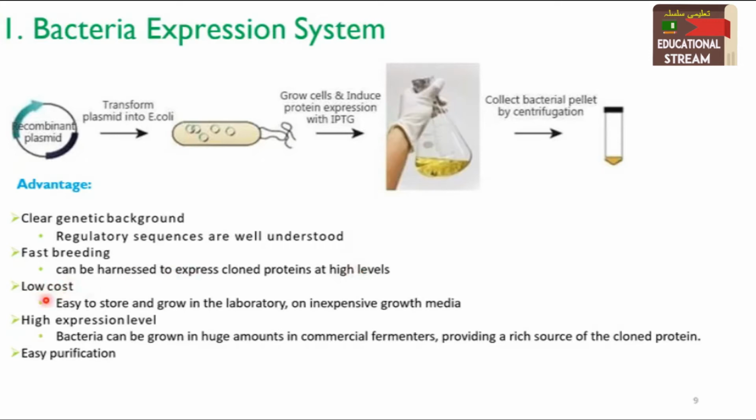Then the bacterial expression system is inexpensive. Bacteria are easy to store and grow in the laboratory, and they only need inexpensive growth media. Another advantage is a high expression level. Bacteria can be grown in huge amounts in commercial fermenters and provide scientists with a rich source of the cloned protein. And another advantage is that the purification of protein from bacteria is easy as compared to eukaryotic host systems.